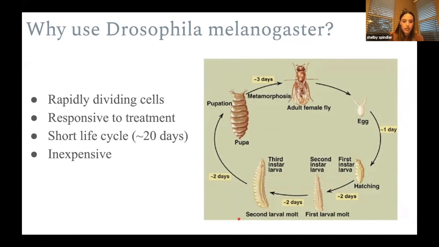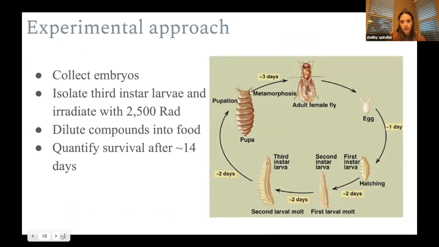They're also really responsive to the chemotherapy and the radiation that we give them, which can give us a good representation of how the tumor is going to respond. And because we're doing these testings over and over again, they have a short life cycle and they're inexpensive, which is good for that. So like I said, we collect this third instar larvae.